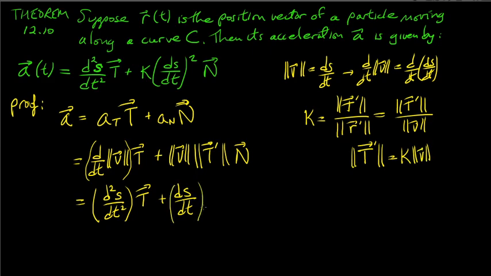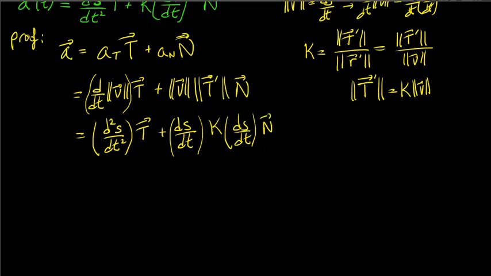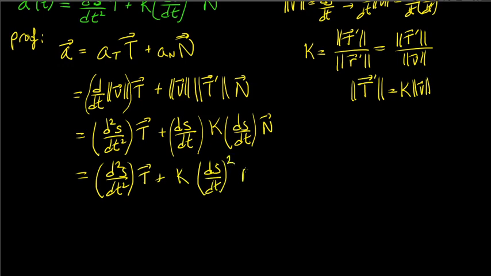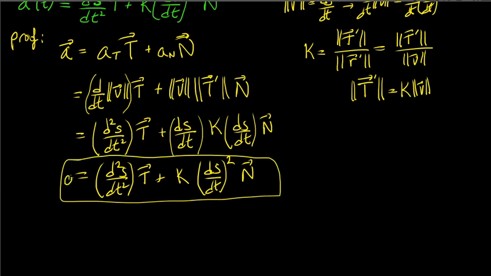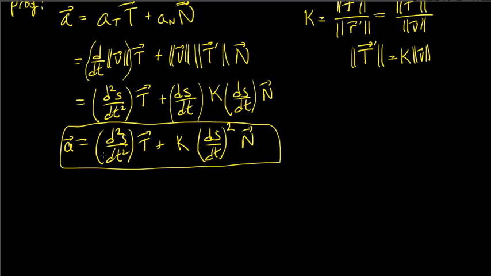So I have the derivative of s, and then the magnitude of T prime is going to be kappa times the magnitude of v, which again is the derivative of s, times the normal vector N. So there you go. The derivative of s times the derivative of s is just the derivative of s squared. So I'll put the kappa in front, and then the derivative of s, which is the speed, squared, times N. And that's all it is. So that is just another version of the acceleration.